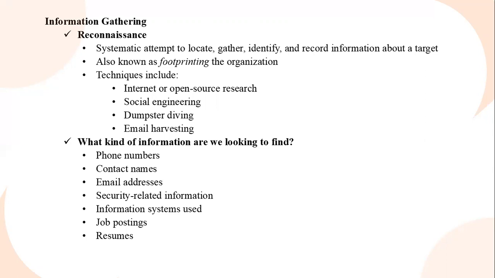Email harvesting. If I can get details of the emails, of course, I can know what the domain name or the URL of the company is. For instance, if I see Victor at southtechventures.com, of course, I know there is a southtechventures.com. So what kind of information are you looking at? Phone numbers, contact names, email addresses, security-related information, and the rest.